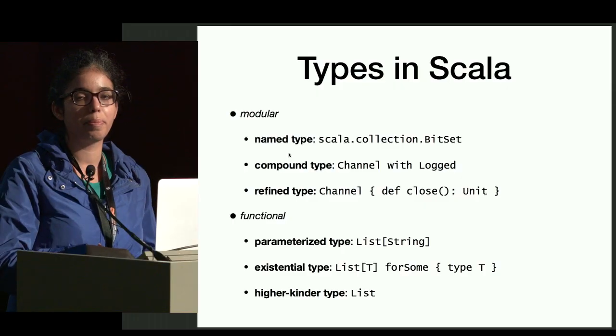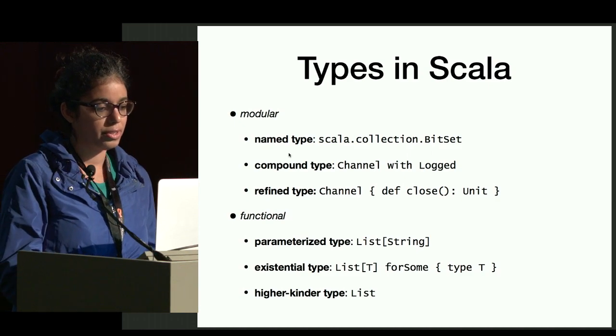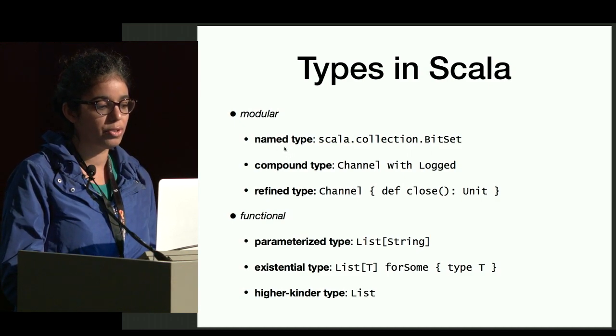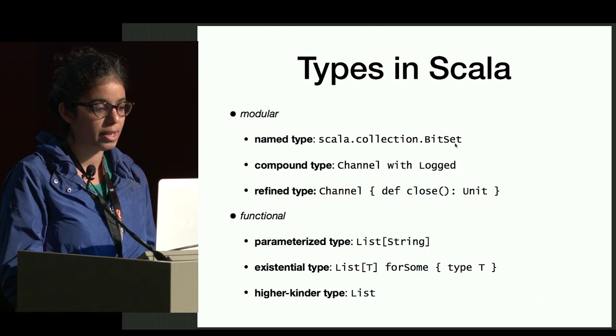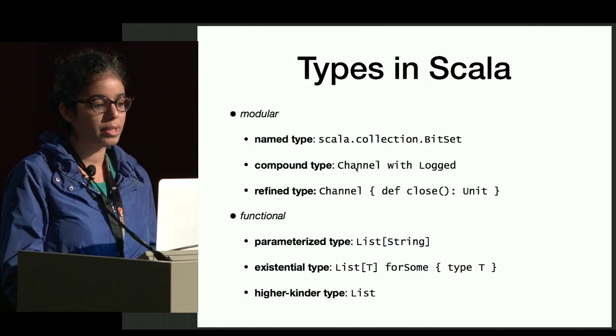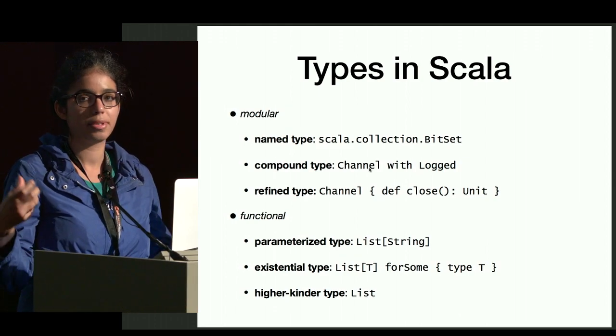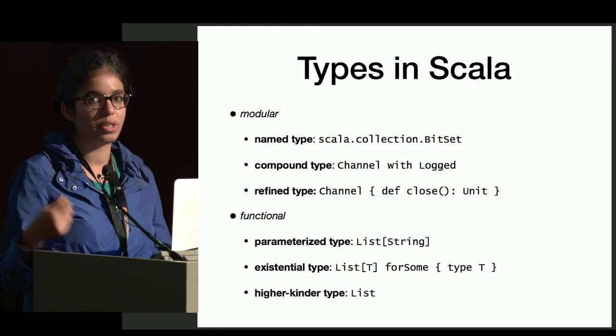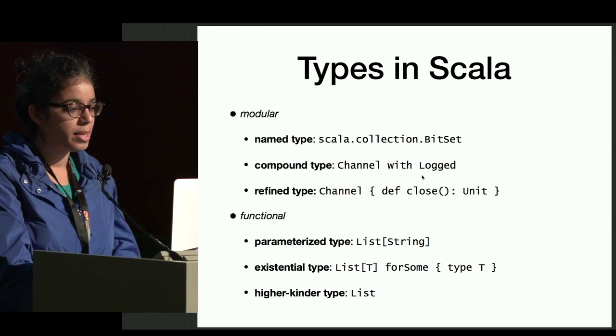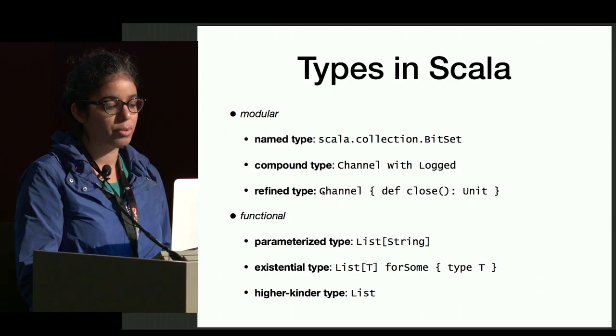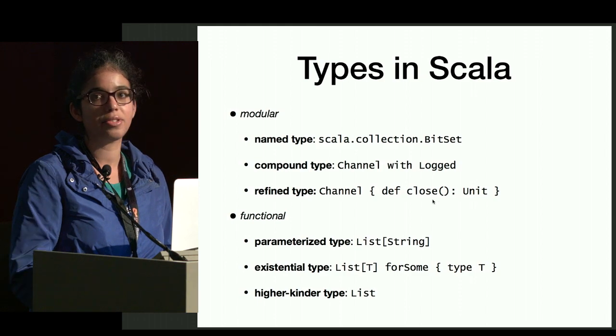And on the modular dimension, you have types that come more from the object-oriented tradition, where you have the usual nominal named types, such as scala.collection.BitSet, and you have this compound type, where in some sense you take the functionality of two different types, such as Channel and Logged, and mix them together. And this refined type, where you start with a base type and then add extra functionality.